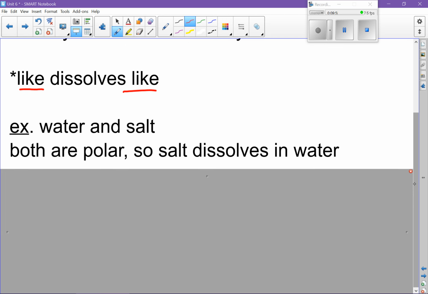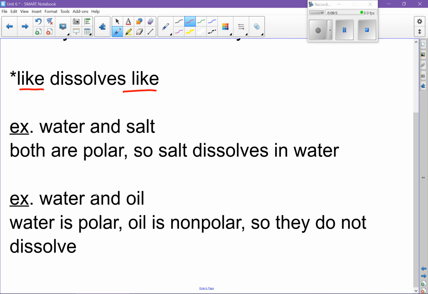Okay? Now, an example of something that doesn't dissolve is like water and oil. The reason why is water is polar and oil is nonpolar. They're not the same. That means that they will not dissolve, and so if you've ever tried that, you get kind of those layers, right? The oil and the water don't mix together, they stay separate. That is because of their polarity.